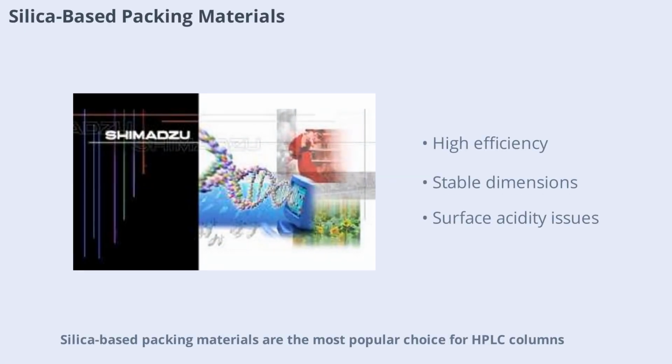Silica-based packing materials are the most popular choice for HPLC columns. They offer narrow pore size and diameter distribution, high mechanical strength, and the highest efficiency. Importantly, silica doesn't swell with changes in solvent, ensuring dimensional stability. However, the surface acidity of silica can cause problems when separating basic compounds, so it's important to consider your sample type when selecting a column.